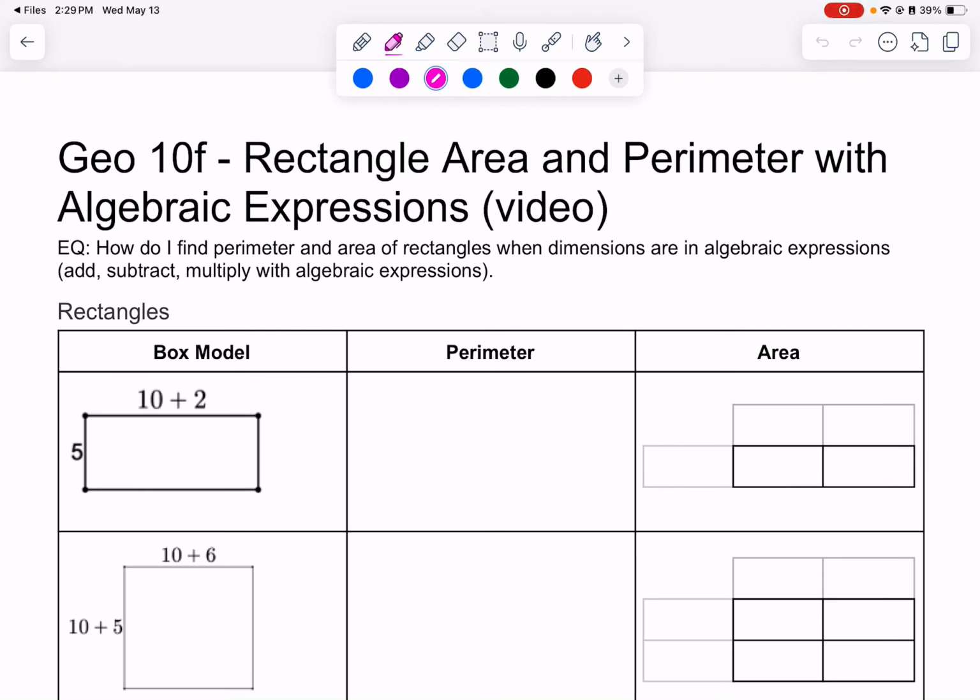Okay, students, welcome to this quick lesson in geometry where we're looking at rectangles and area and perimeter. But we're going to be doing all of that with algebraic expressions. That means dealing with things that are not just numbers, but also algebraic stuff like x or x squared.